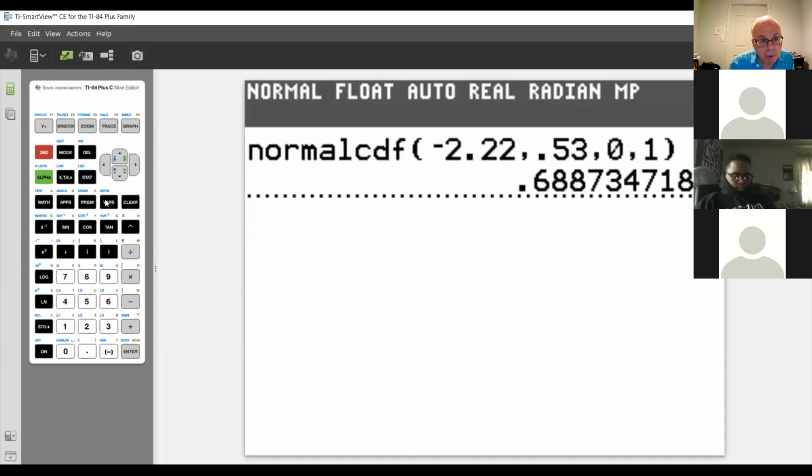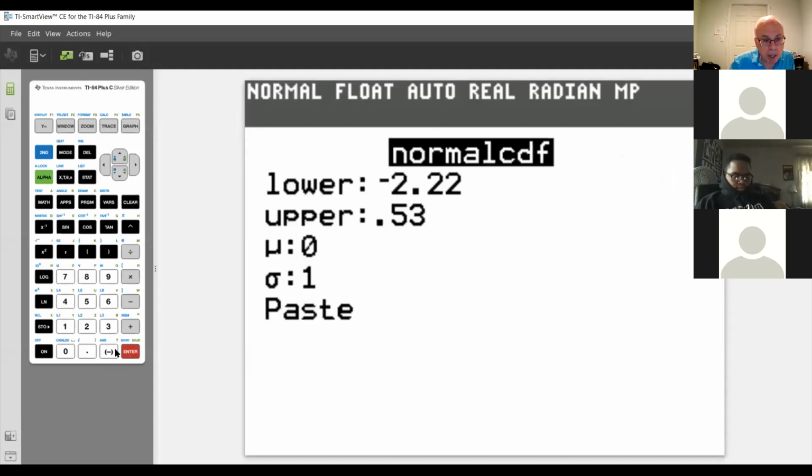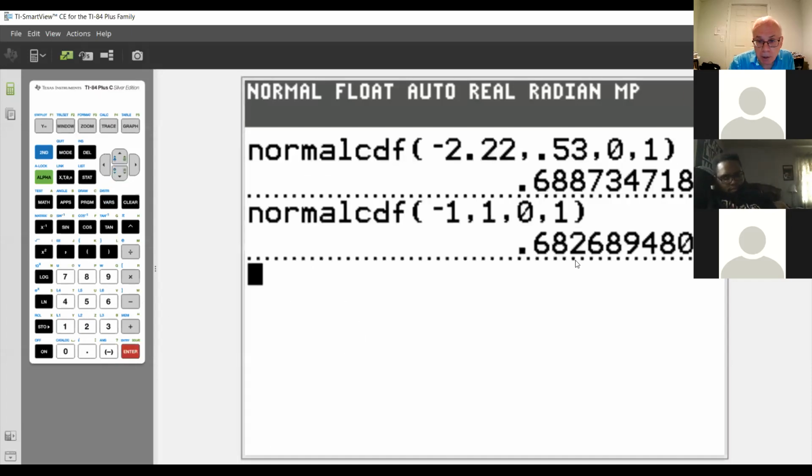Okay, we'll go back to normalcdf. This time we're going to put negative 1. Remember the negative sign is down here, negative 1, positive 1. Again, the mean and standard deviation remain the same because it's a standard normal. Hit enter. And look here, it's 0.68268948. So rounding to 4 decimal places, it's 0.6827. Pretty close to the 68% that the empirical rule said it would be. All right. Any questions about that? This is the exact answer.